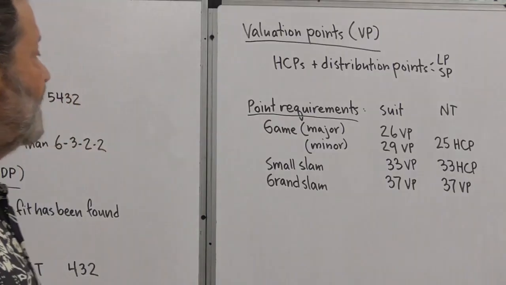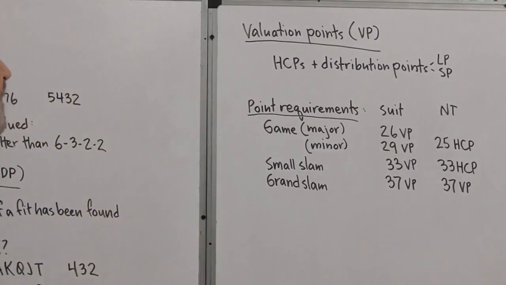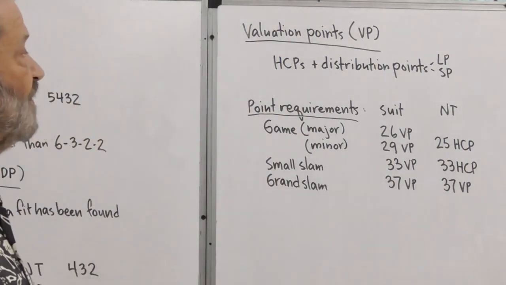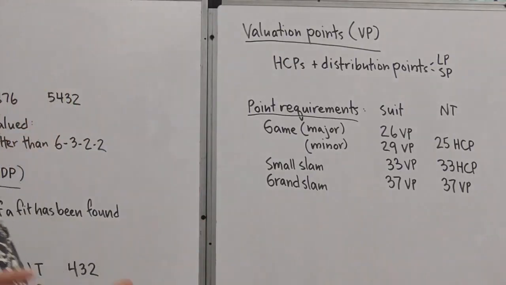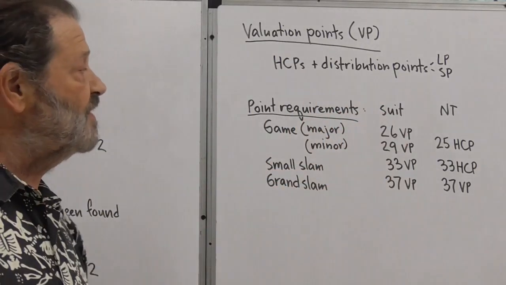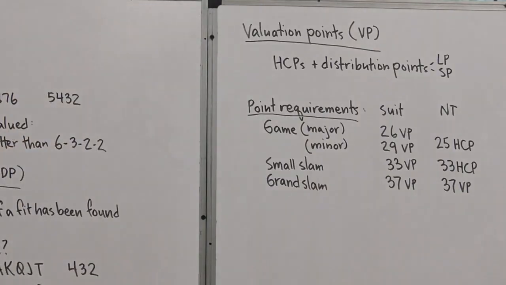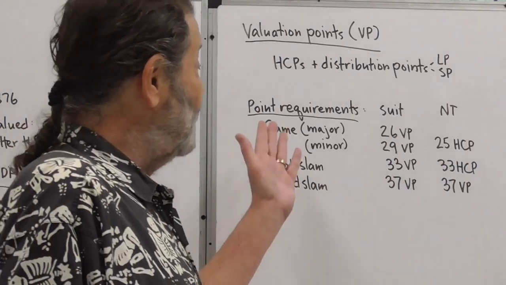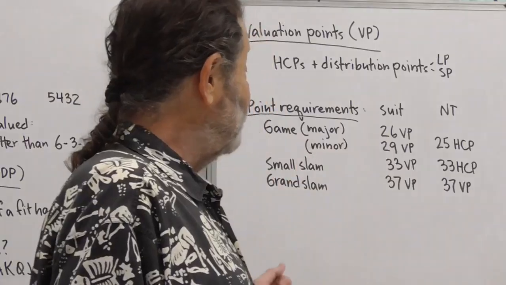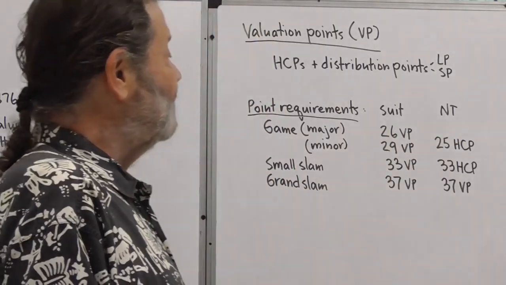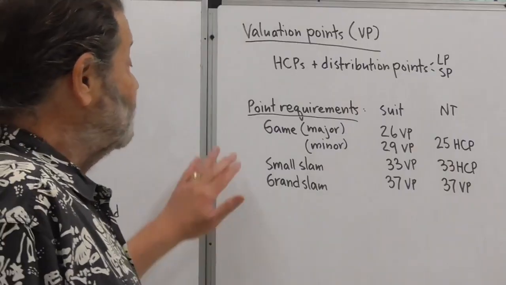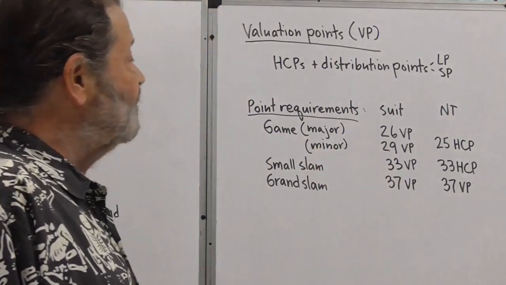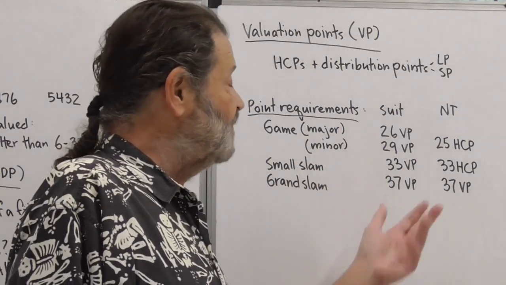And then the last thing we're going to talk about here is the point requirements for various levels of contracts. These mostly represent relatively balanced hands. When hands have a lot of shape, long suits and short suits, these numbers kind of go out the window a little bit. But for the typical hand, for game in a major, we like to have 26 valuation points, and 29 valuation points for game in a minor, whereas in no trump about 25 is usually adequate. For a small slam, we want 33 valuation points if it's in a suit, 33 high card points if it's in no trump. And for grand slam, 37 and 37.